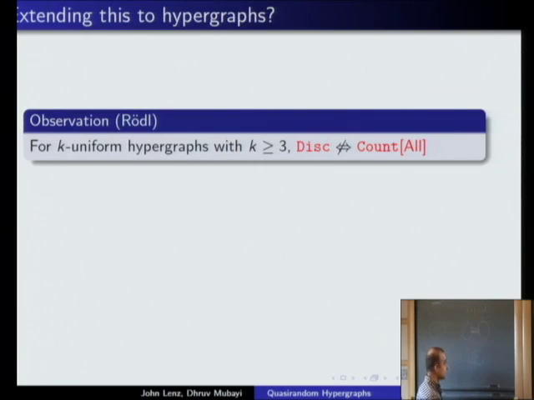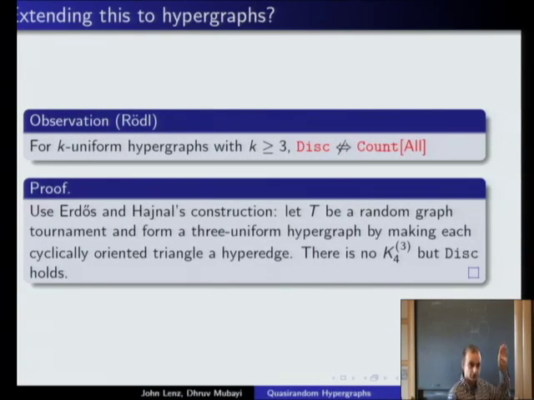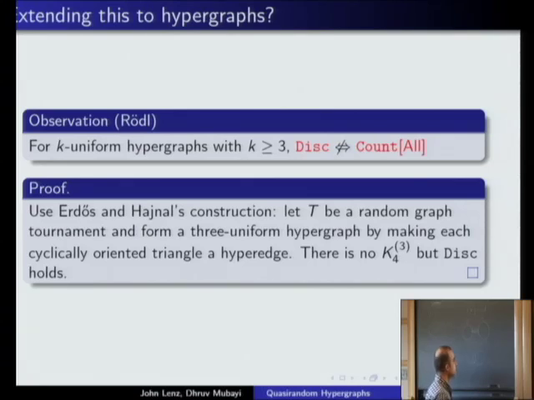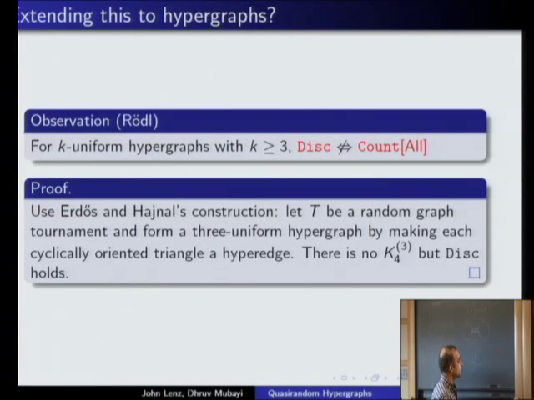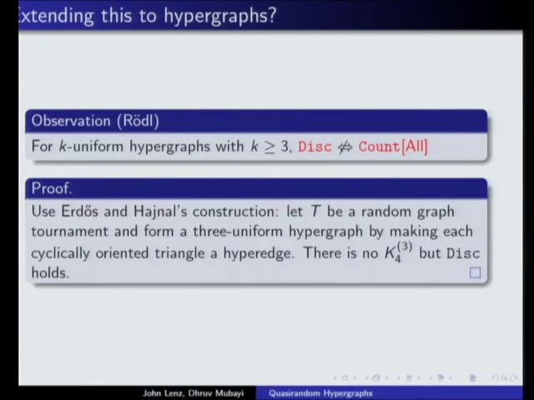Now, if you learn nothing else from this talk, learn this construction. Okay, this is just a beautiful construction, and it shows the issues involved. So I will construct for you, or Erdős and Hajnal constructed and Rödl observed, that this construction satisfies DISC but fails COUNT-ALL. So DISC is this, and it fails COUNT. And the construction is the following. Take a random tournament, probability space, take a random tournament, and now I make a hypergraph. I'll draw a picture. Edges have to have size 3, and if this happens, it's a hyperedge. That's the construction.